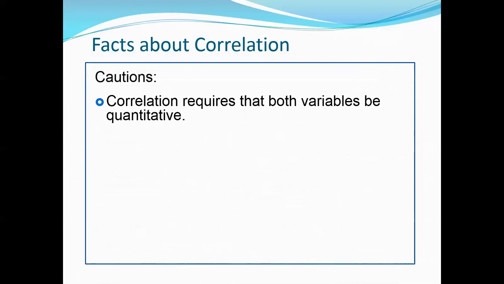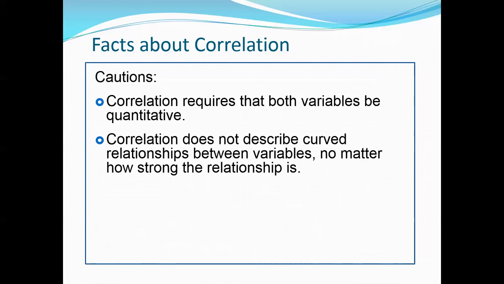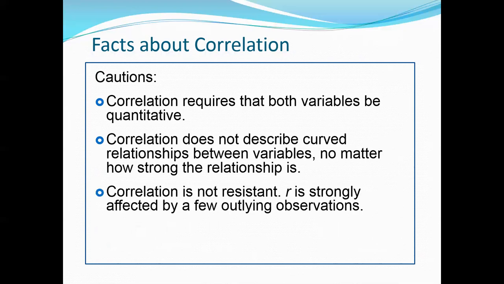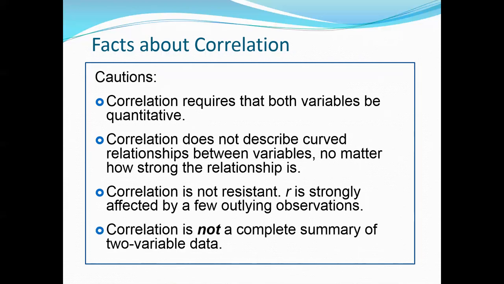Correlation requires that both variables be quantitative. Correlation does not describe curved relationships between variables, no matter how strong the relationship is. Correlation is not resistant. r is strongly affected by a few outlying observations. Correlation is not a complete summary of two variable data.